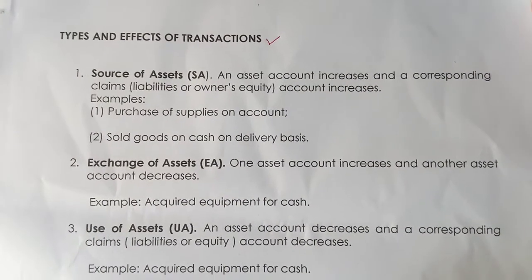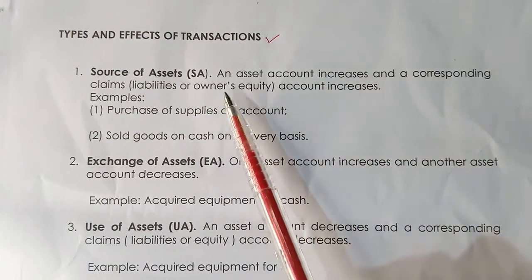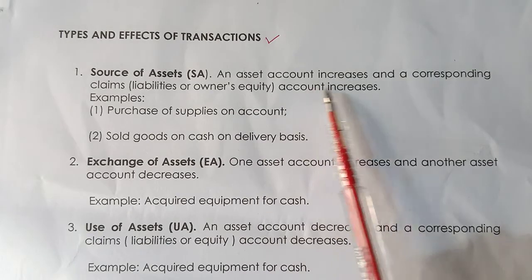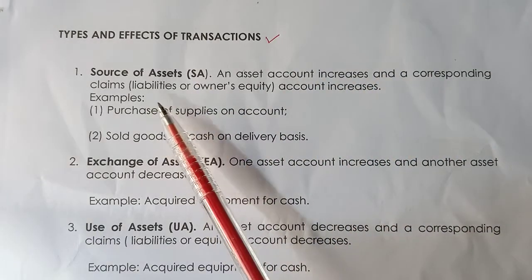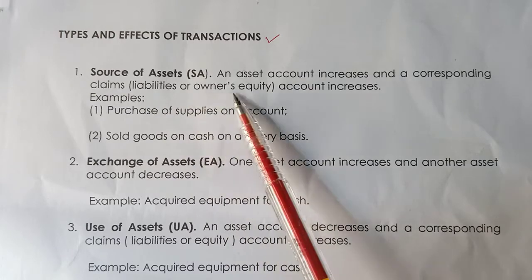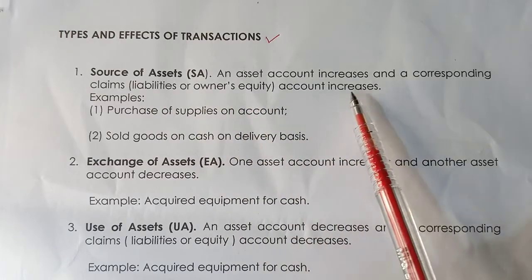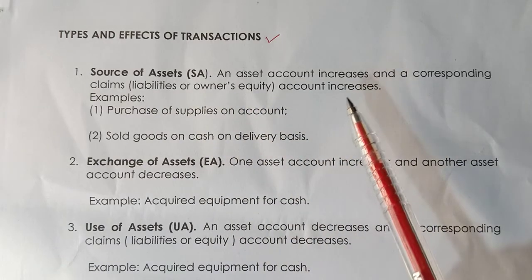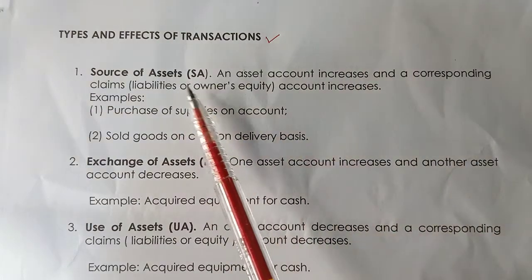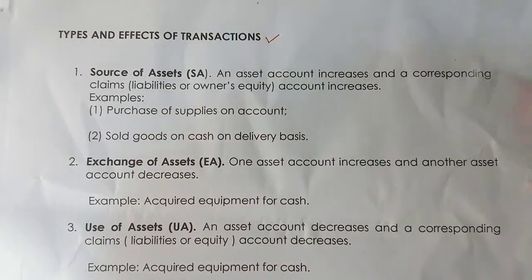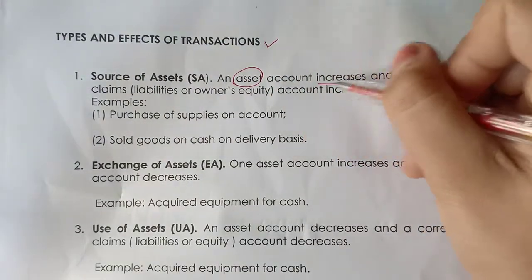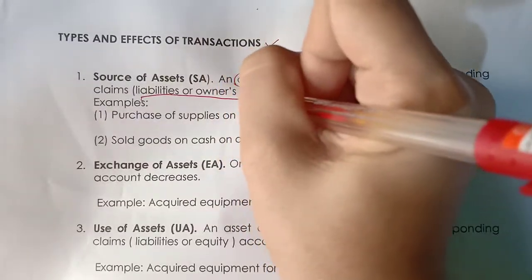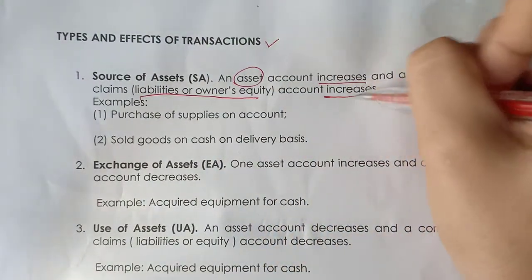So when we say SA, it is an asset account increases and a corresponding claims, liabilities or owner's equity account also increases. So, here in the SA, an asset account will increase. And also, liabilities or owner's equity account increases.